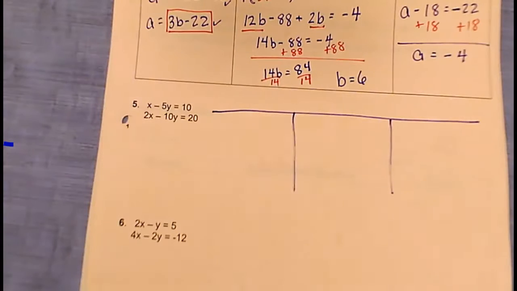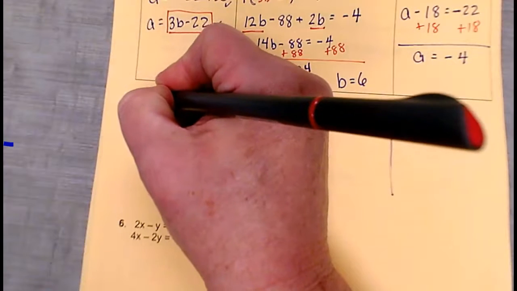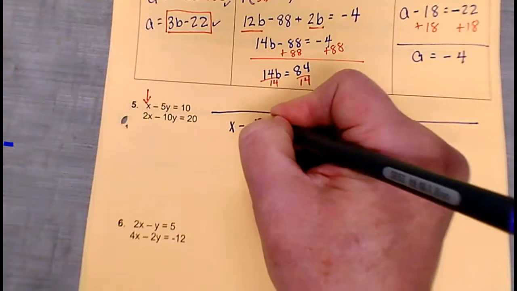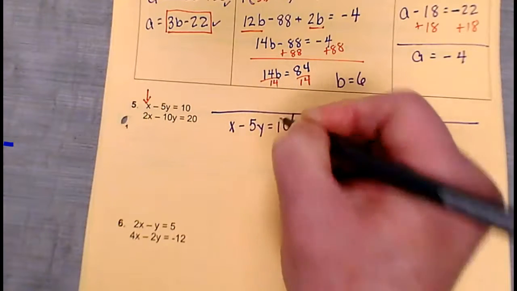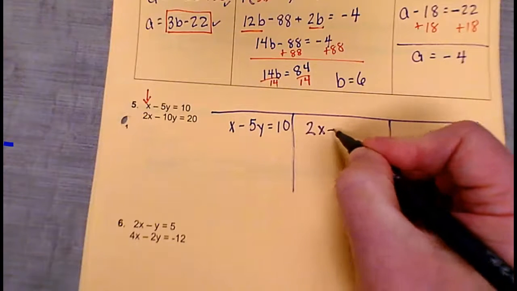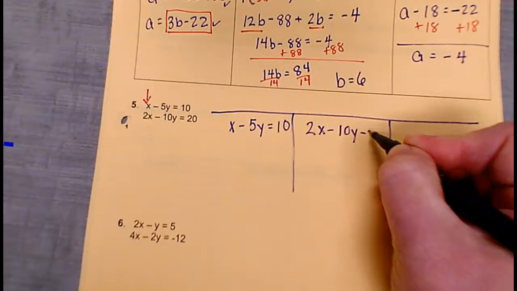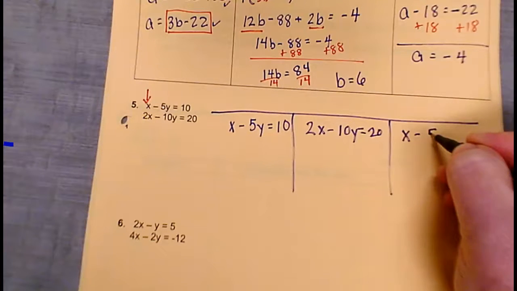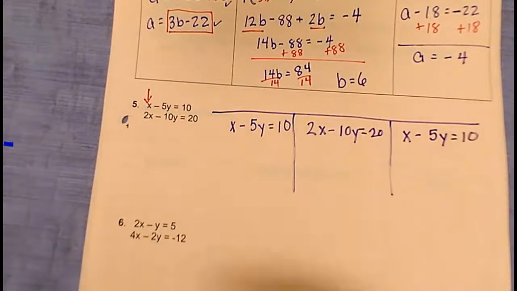So I look at this equation and I try to find a variable that doesn't have a coefficient written down, because then that would mean the coefficient is 1. So I'm going to use this for my first equation because the coefficient here is 1. I write down the second equation, and then back to the original equation.